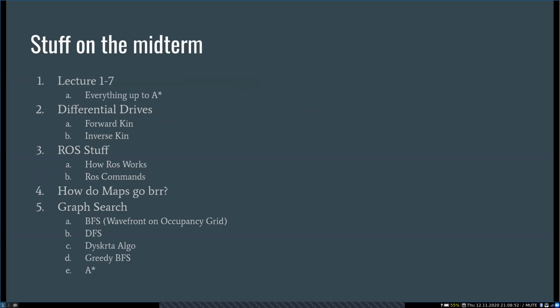What's going to be on the midterm? Your midterm is going to be on lectures 1 through 7, basically everything up to A star.